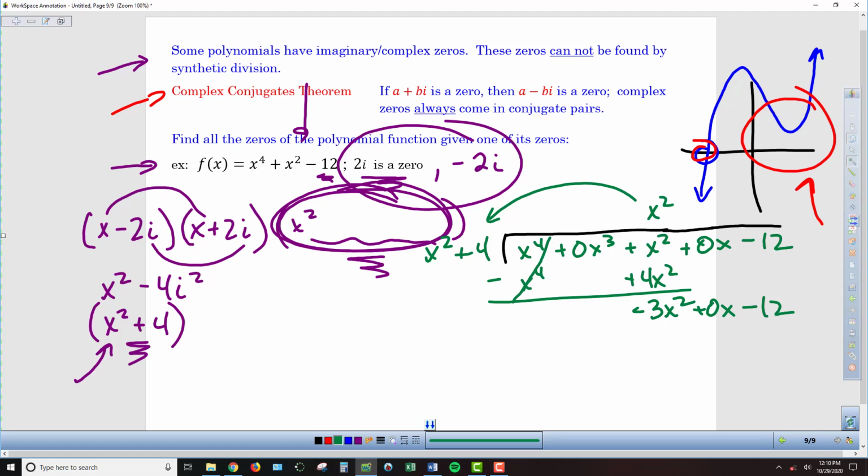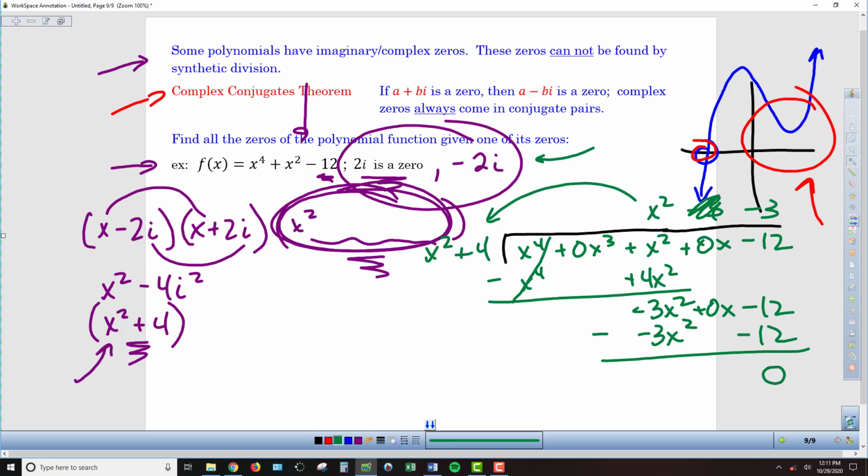And so now x squared times what equals negative 3x squared? Well, that's going to be negative 3. And so I can put that over my like term here. So negative 3 times x squared is indeed negative 3x squared. And then negative 3 times 4 is negative 12, lining up my like terms here. And so we can see we got the same thing, which we should because we knew that this would divide in evenly based on the information that these were zeros of our polynomial function. So that means I get no remainder.